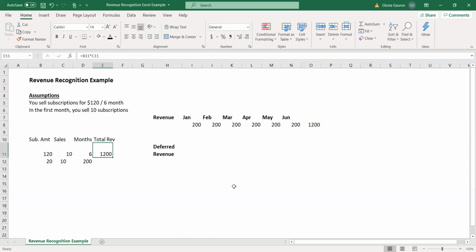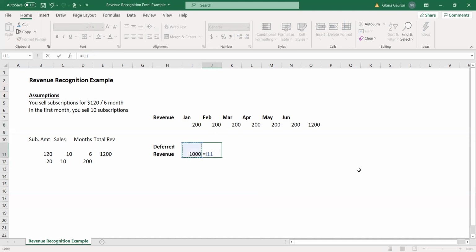In my deferred revenue, it's basically my total revenue of 1,200 minus what I was able to recognize in the month of January. So my deferred revenue is $1,000. Every single month, I'm taking money out of the deferred revenue and putting it up in revenue. So now in February, from the $1,000, I'm going to minus the 200 that I put up in revenue, and now I have 800 in deferred revenue.